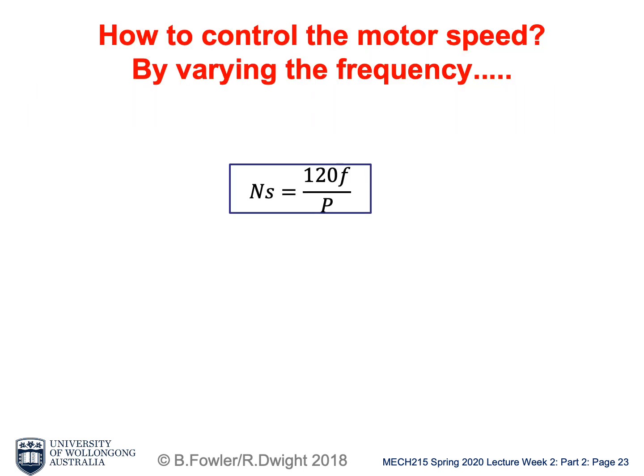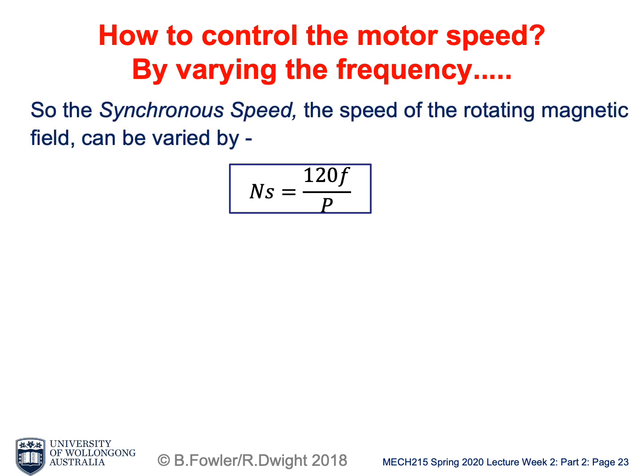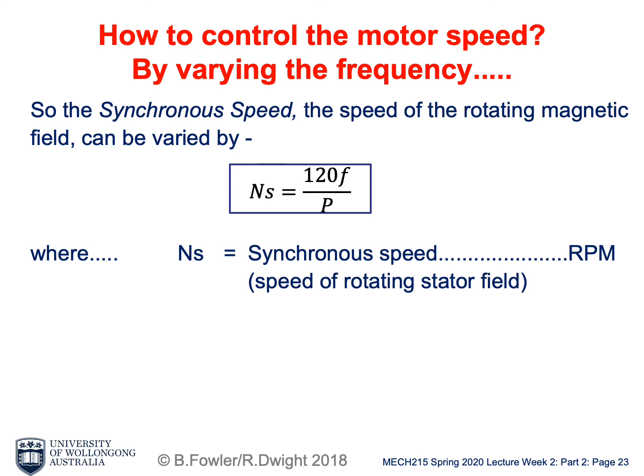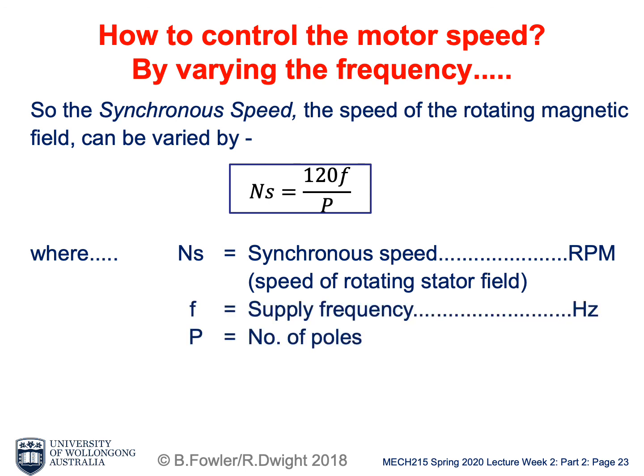Back to a basic question: how do we actually control the motor speed for an AC induction motor? The synchronous speed of the motor, Ns, equals 120 F over P. Here, Ns is the synchronous speed, F is the power supply frequency, and P is the number of poles. Once we have a motor, the number of poles is determined. The only way to change the synchronous speed of an AC motor is by changing the power supply frequency.